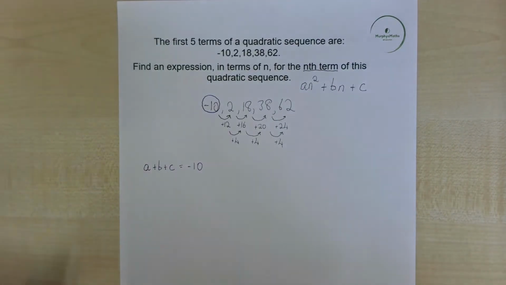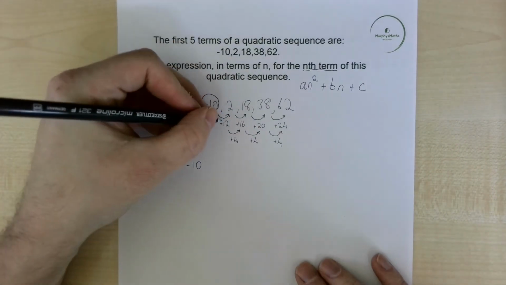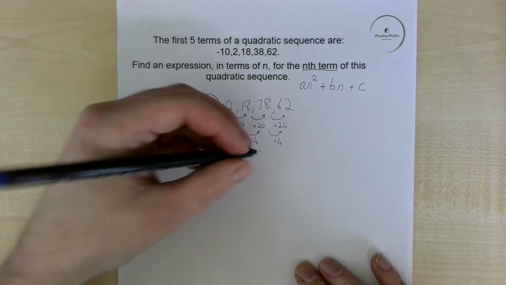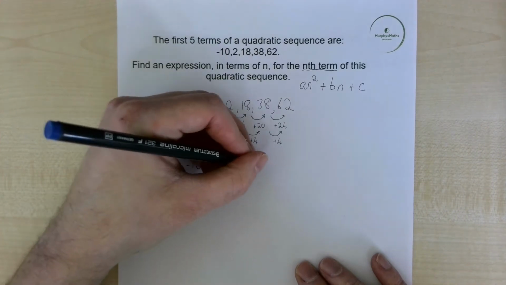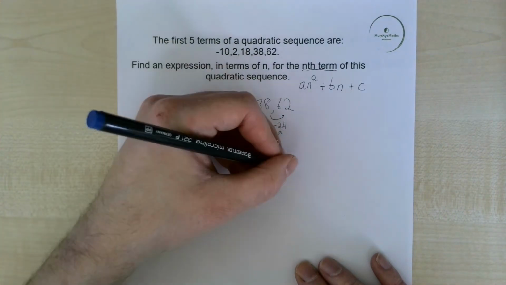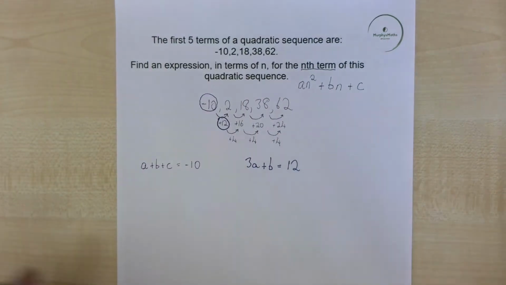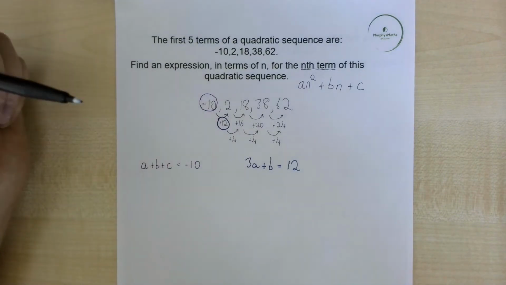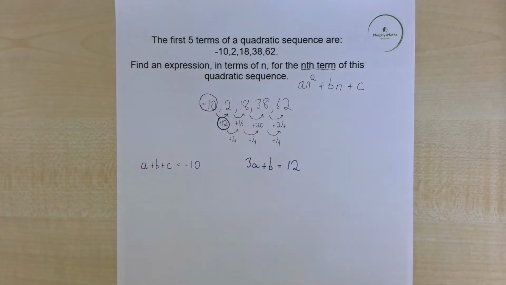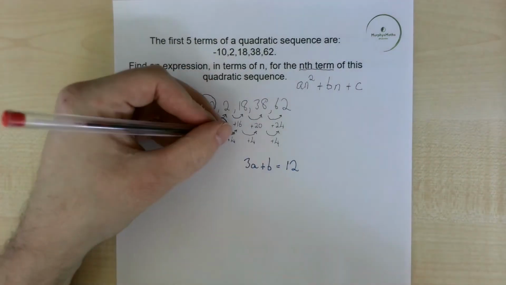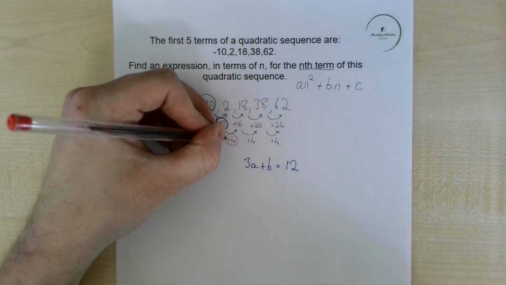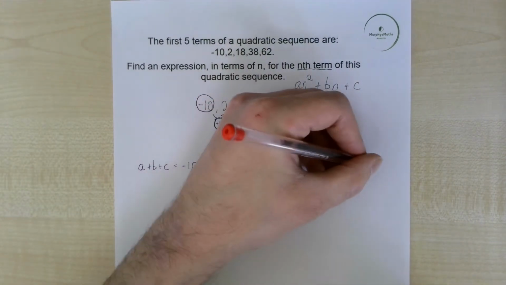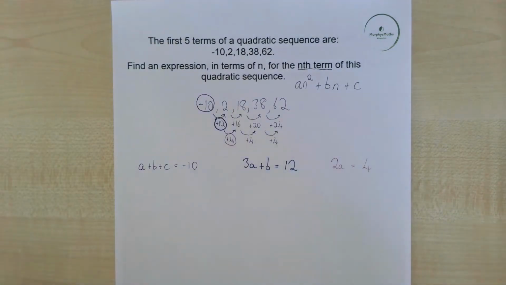So what I'm going to do is go to this second number here, so that first difference, and it's plus 12. What I'm going to do with this is I'm going to say that 3a plus b is equal to 12. Again, I can't do much with this because I've still got 2 variables here. I need to have 1 in order to solve. So finally, what I'm going to do is go to this plus 4. I'm going to say that 2a is equal to 4. And we can see that that is solvable.